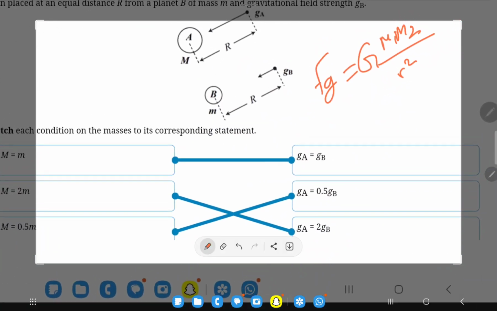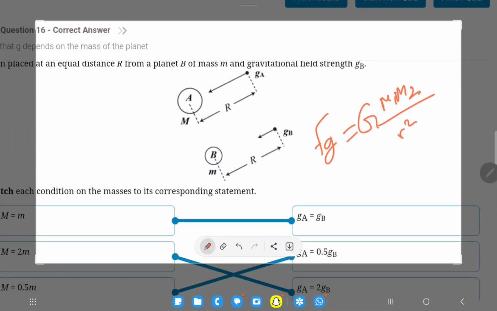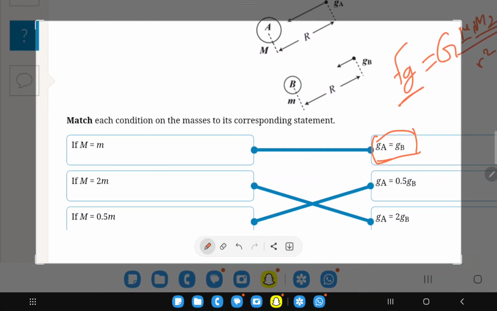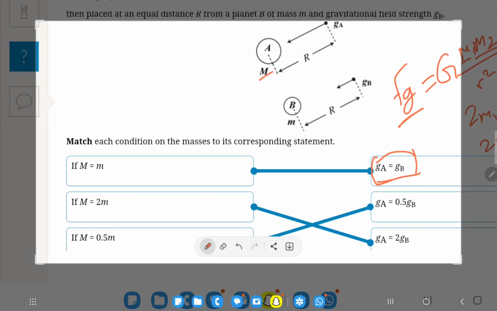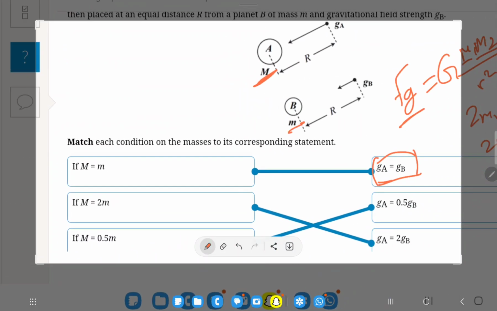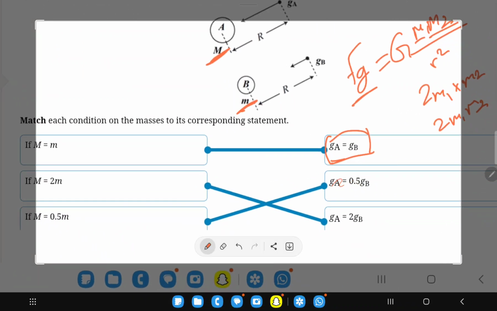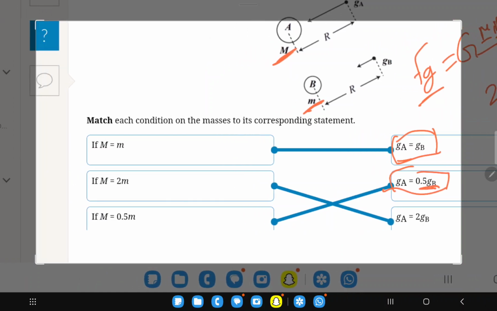We can then do that if m1 is m2, the gravitational field stays the same, it doesn't change. And if M is equal to 2m, we get 2m1 times m2 for the gravitational field of A, which is double that of B. So it's double the gravitational field of B.